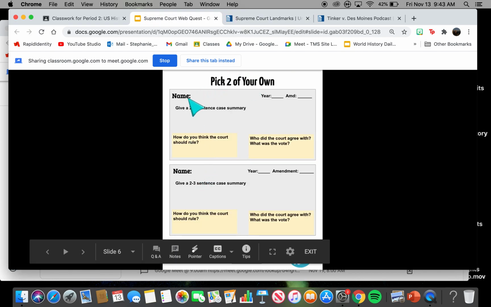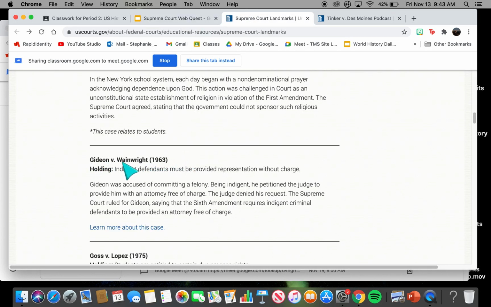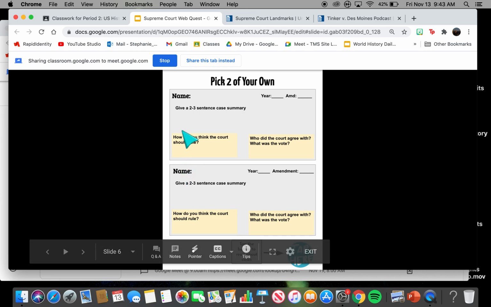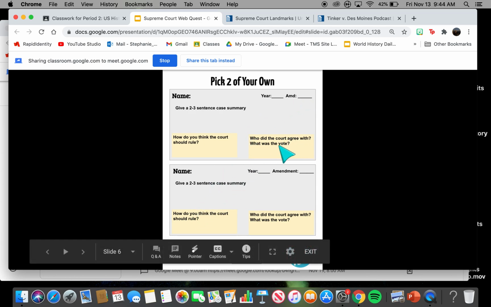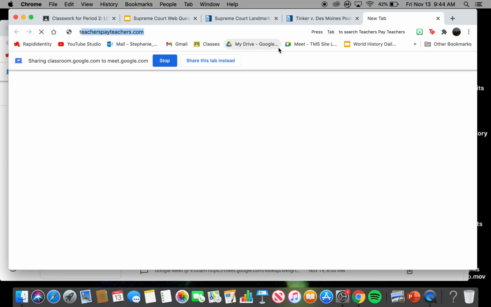The only exception, you're going to put the name of the case. So let's say I decided to go with Gideon versus Wainwright. I would put Gideon versus Wainwright right here, and then it says the year is 1963. Again, with the amendments, you're going to use the Bill of Rights, the first 10 amendments for this, possibly more than that. So what you can do is open up the amendments of the Constitution.